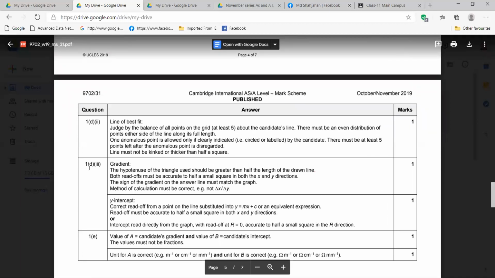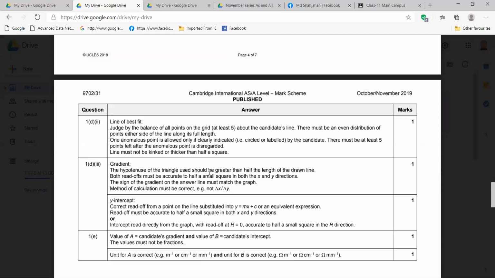Now can anyone read it? Asan, can you read it? 1D3. The hypotenuse of the triangle used should be greater than half the length of the drawn line. Both read-offs must be accurate to half a small square in both the x and y directions. The sign of the gradient on the answer line must match the graph. Method of calculation must be correct. Example: not delta x per delta y.